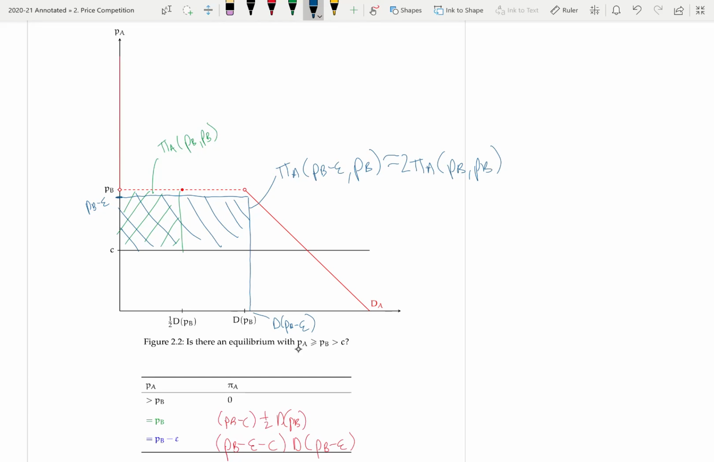So it can't be a Nash equilibrium to price greater than or equal to the other firm if they're pricing above marginal cost. So whenever one firm is pricing above marginal cost, the other firm always has an incentive to just undercut. So we can't have a Nash equilibrium with pricing above marginal cost.